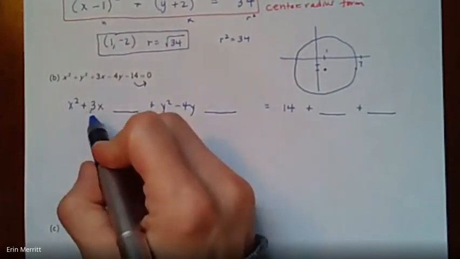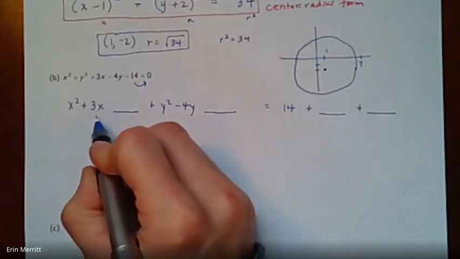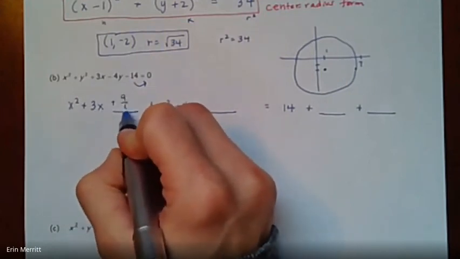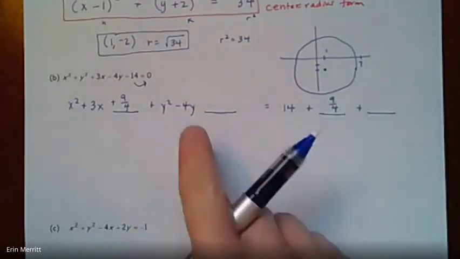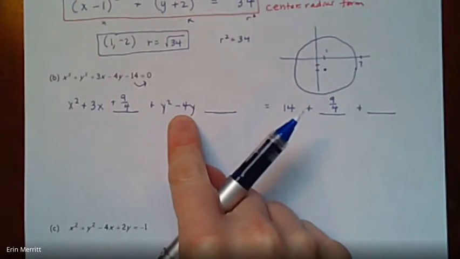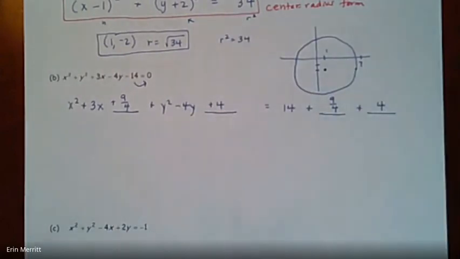Okay. Take that B term, 3, cut it in half. That's 3 halves squared. 9/4. Add 9/4 over here. Right? Take the B term. That's -4. Cut it in half. -2. Square it. We're going to add 4 here. We're going to add 4 over there.